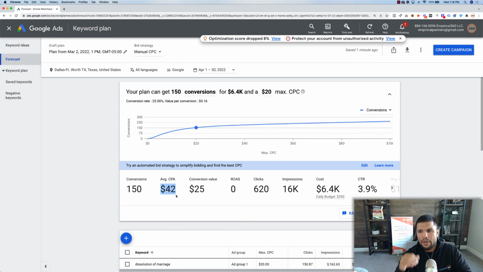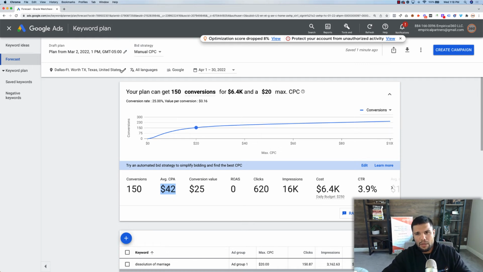So what this means for you is you can spend any amount you want on Google. You can spend $6,000 because that's what you can spend up to. You can spend $1,000. Now, what we care about here is the lead cost. So for us, it's going to cost about $42 to get someone to fill out a form or call your firm for uncontested divorce.